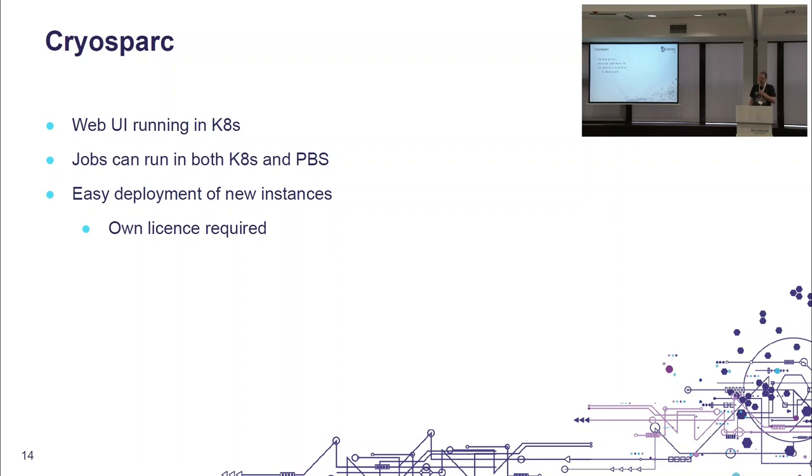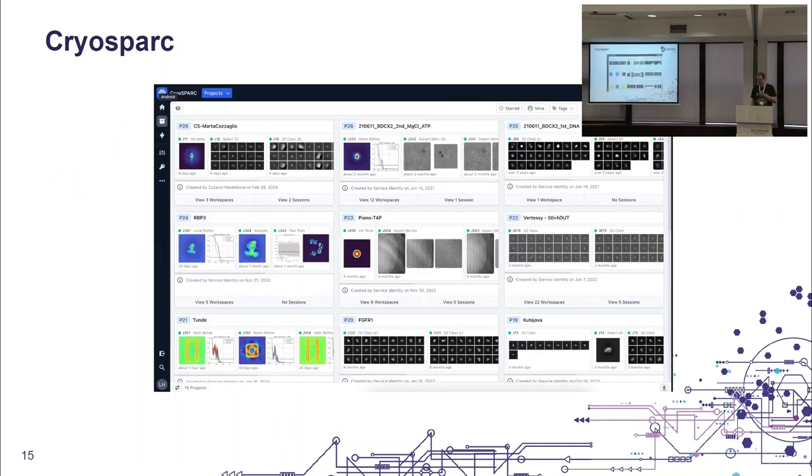And actually, we prepared a setup so that CryoSPARC can run the jobs in both Kubernetes and also the PBS system. And it's packaged into a Helm package, so new instances can be easily added, but of course, your own licenses are required for the user that would like to request a new instance. And currently we have like 6 instances of CryoSPARC running for various groups. This is a screenshot from CryoSPARC, for instance.